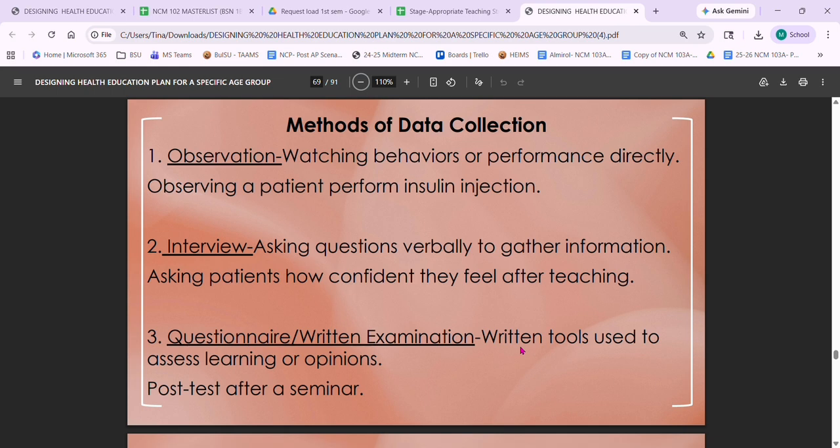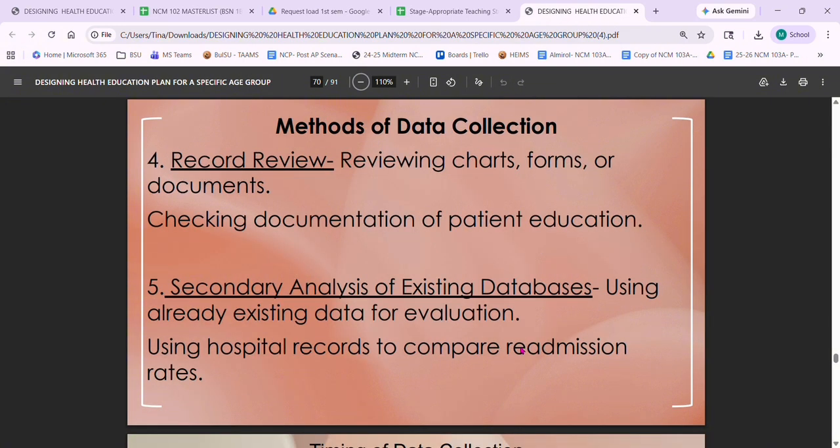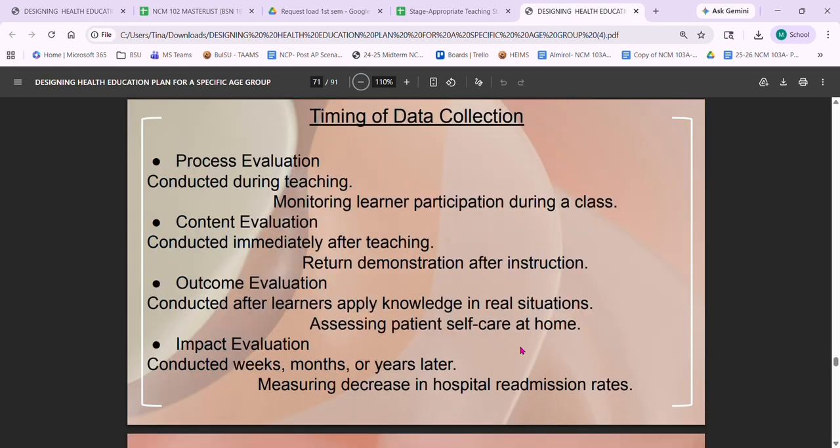So, paano tayo nagko-collect ng data? Through observation, watching behavior or performing directly. Okay? Observing a patient injecting the insulin. That's an observation po. Okay? Interviews. Asking question verbally to gather information. Okay? Asking how confident they feel after teaching po. Questionnaire, written examination. So, written tools used to assess learning or opinion. So, post-test after a seminar po. Okay? Can be used. Record review, so you review charts, forms, or documentation, and secondary analysis of existing database. So, using already existing data for evaluation, yung mga records to compare readmission rates po.